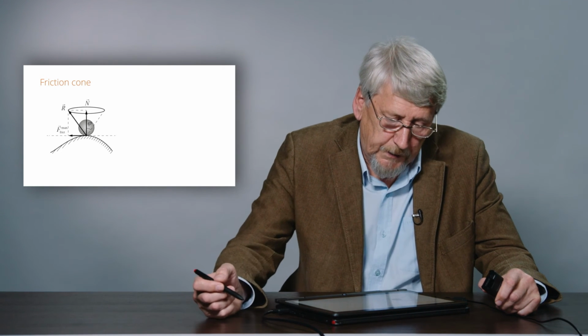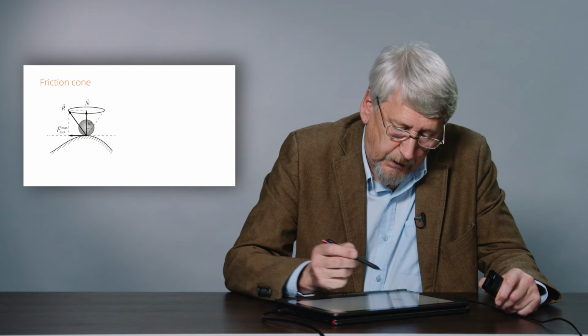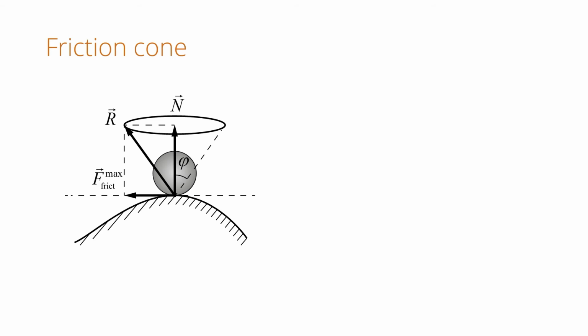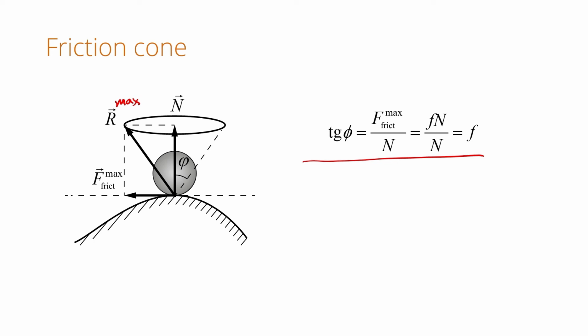Let's introduce a notion of the friction cone. The cone of friction is a surface which is formed by the maximum reaction, and the maximum reaction is a resultant obtained as the sum of the maximal force of friction and the normal reaction. It can easily be noted that the tangent of the angle phi of the friction cone is equal to the ratio of the maximal force of friction to the normal reaction and is equal to the coefficient of friction. So, the tangent of the friction angle is equal to the coefficient of friction.